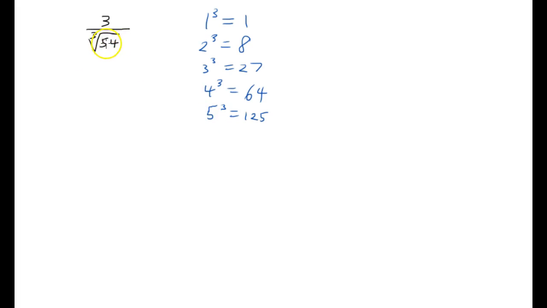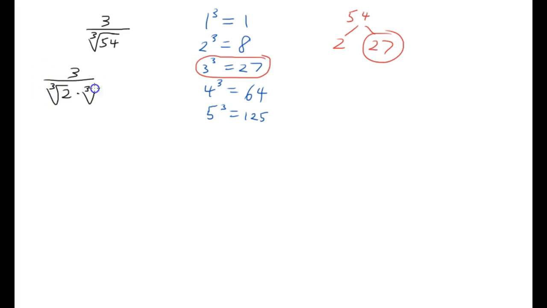Maybe we can factor out a perfect cube out of 54. So let's see, if we have 54, let's start factoring that. 2 times 27. Now we can stop right there, because 27 is a perfect cube. So let's factor this as the cube root of 2 times the cube root of 27. I'll write that. 3 over cube root of 2 times the cube root of 27.